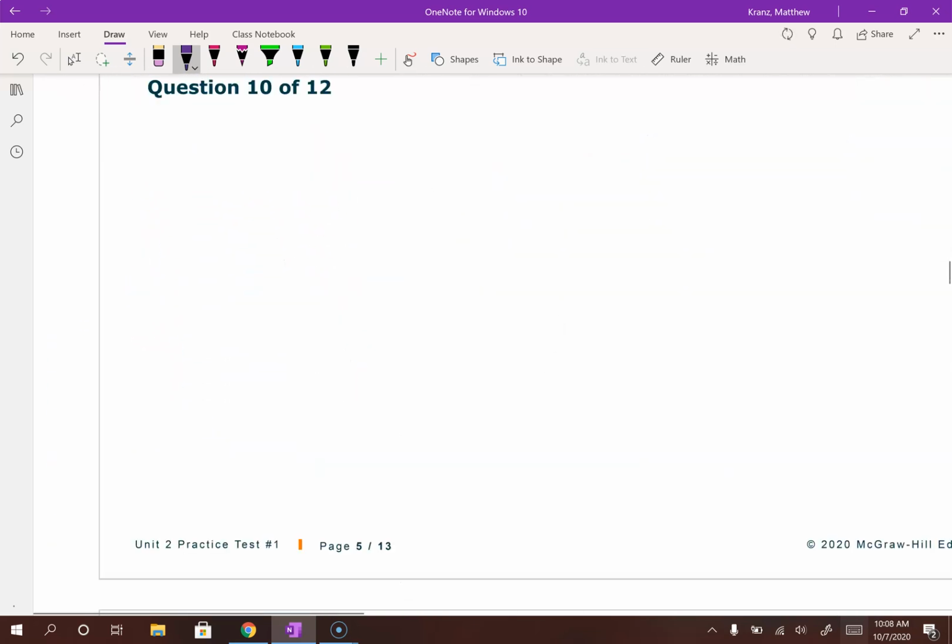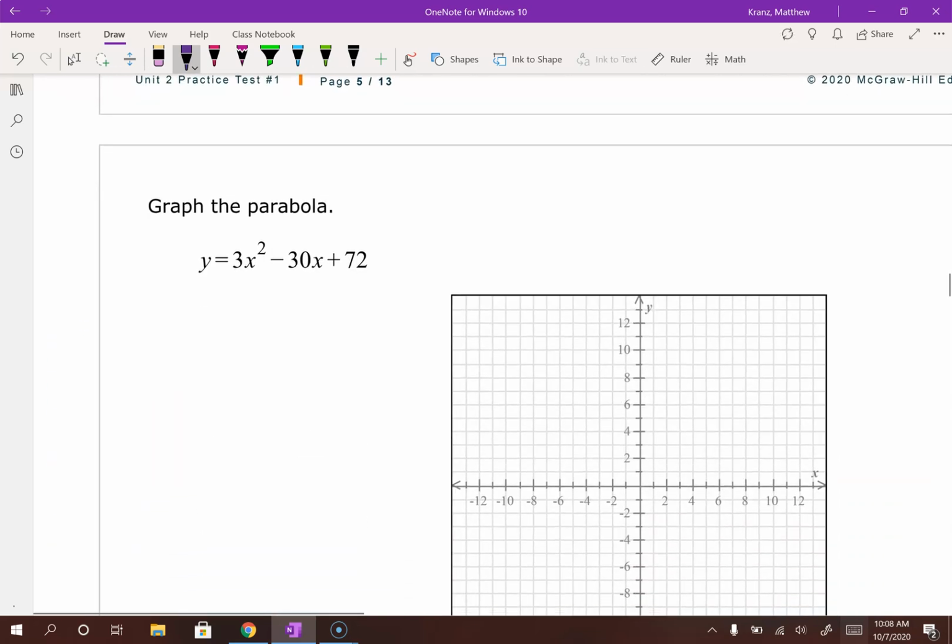Okay, number 10. Graph this parabola. Well, we are not in vertex form, and this would be very difficult to do math in, right? If you start doing your -b over 2a, that would be 30 over 6, which is 5. You have to plug 5 in, and then you have to find your other y. So we're going to go ahead and complete the square.